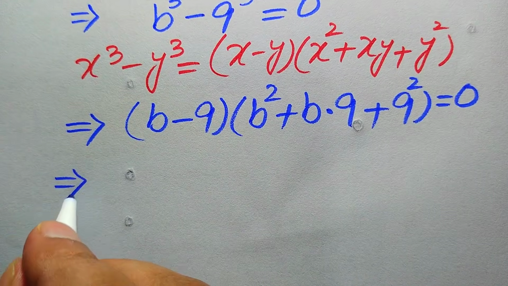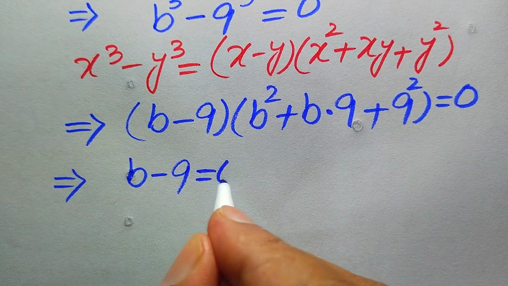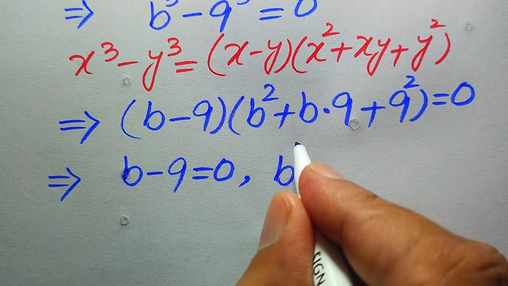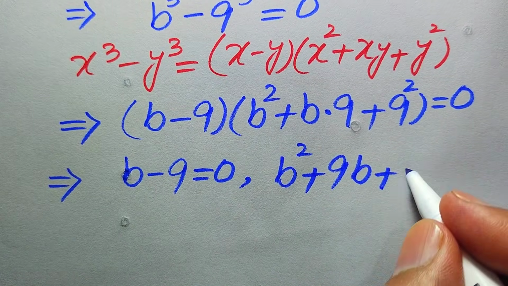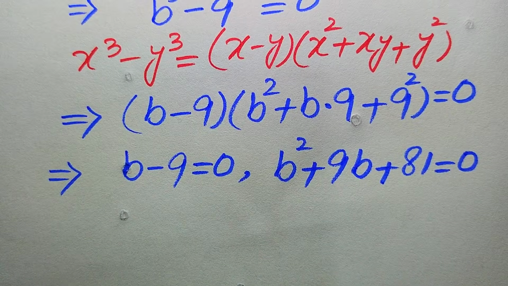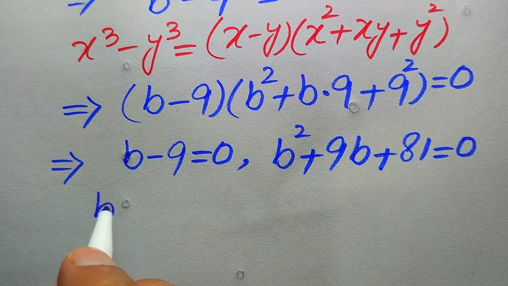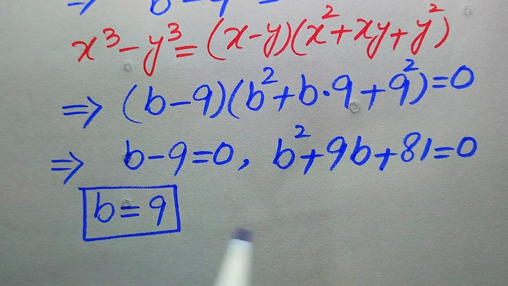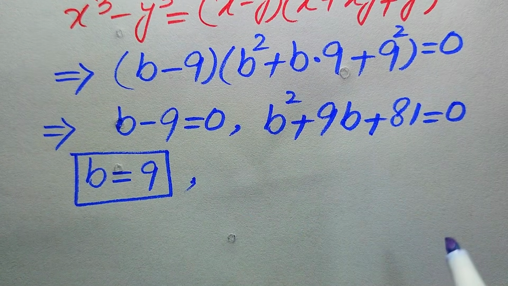And now in the next step we divide this equation into two cases. The first case is we write b minus 9 is equal to 0, and the second case is we write b square plus 9b plus 9 square, which becomes 81, and this whole equation is equal to 0. So from the first case we easily get the first root of the given equation, b is equal to 9, and now in order to find the other roots we need to solve this quadratic equation.